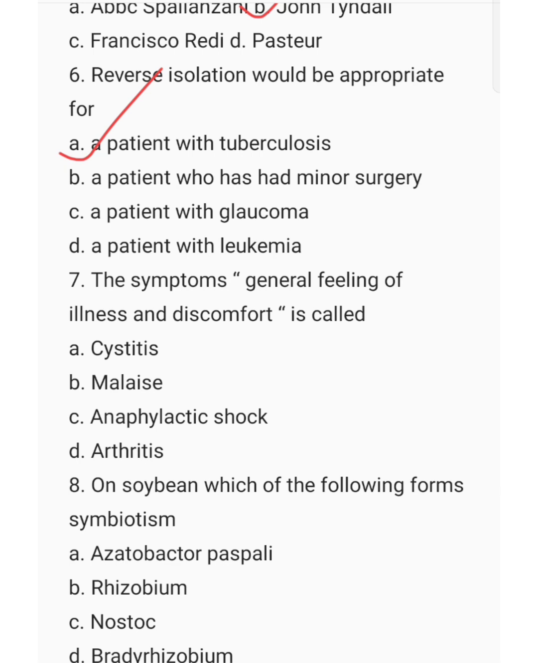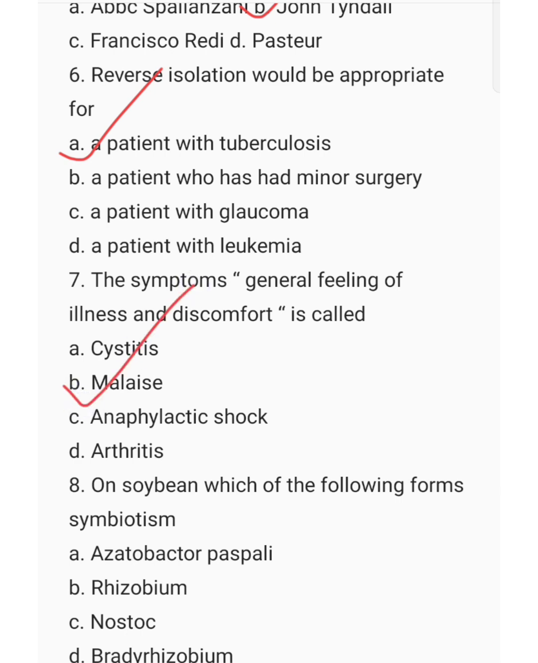The symptoms, general feeling of illness and discomfort, is called option A, cystitis, option B, malaise, option C, anaphylactic shock, option D, arthritis. The right answer is option B, malaise.